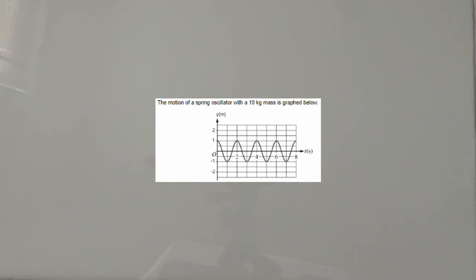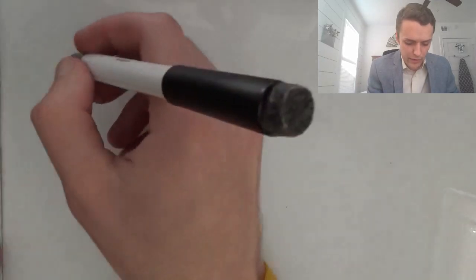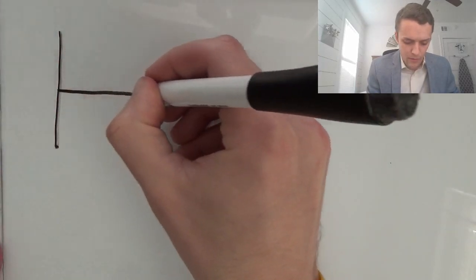The examples here don't have problem numbers per se, but there's sets of questions. So everything on this second page here is effectively problem 1. It's just parts of the same problem. So let's take a look at problem 1, aka just that set of problems on the first page. Problem 1 says, the motion of a spring oscillator with a 10 kilogram mass is graphed below, and then it gives you the graph. So I'm going to draw that graph right here.